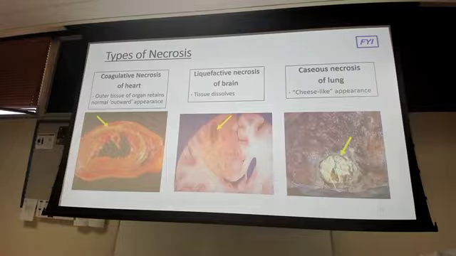As opposed to liquefactive necrosis, this is a brain cut in half as well, and you see this divot, and you can see it looks a little shiny, a little wet. That's that liquefactive necrosis. So those enzymes were able to break down that tissue, and now we've got this divot there, but we also got this liquidy type of leftover. And that last one, that's that caseous necrosis. So that whole black thing is the lung, and then that yellow part, that's that cheese-like appearance. That's that caseous, those caseous dead cells that just crumble up and cause this typical appearance.